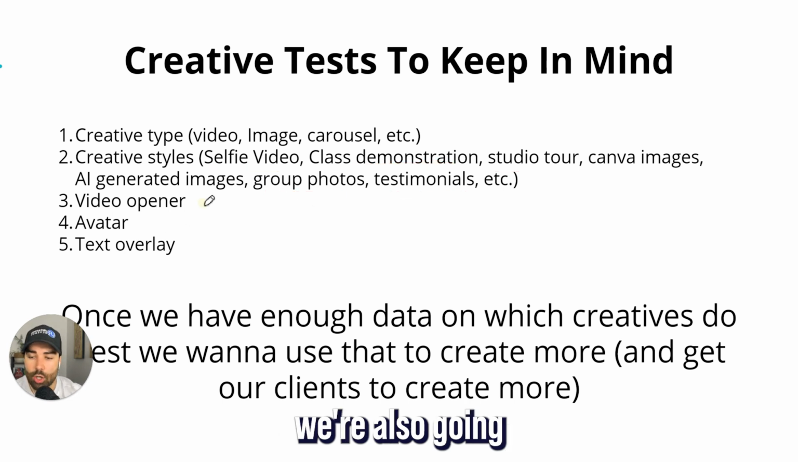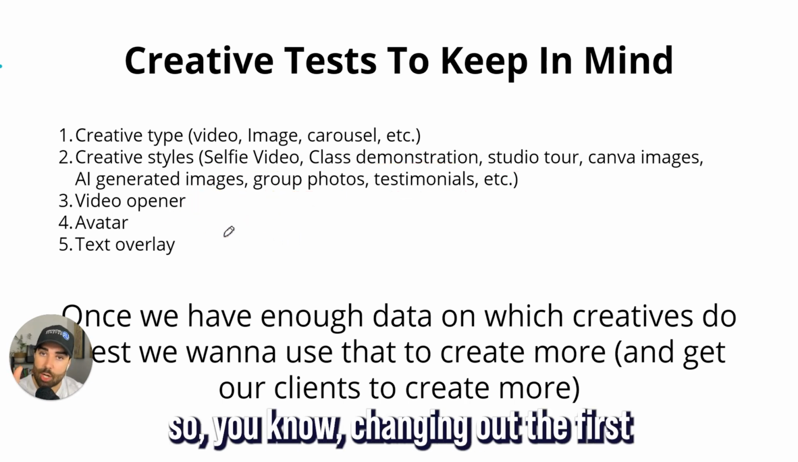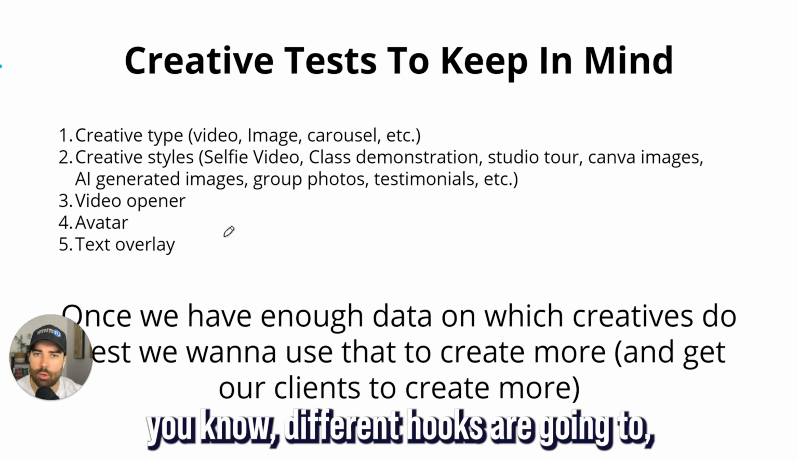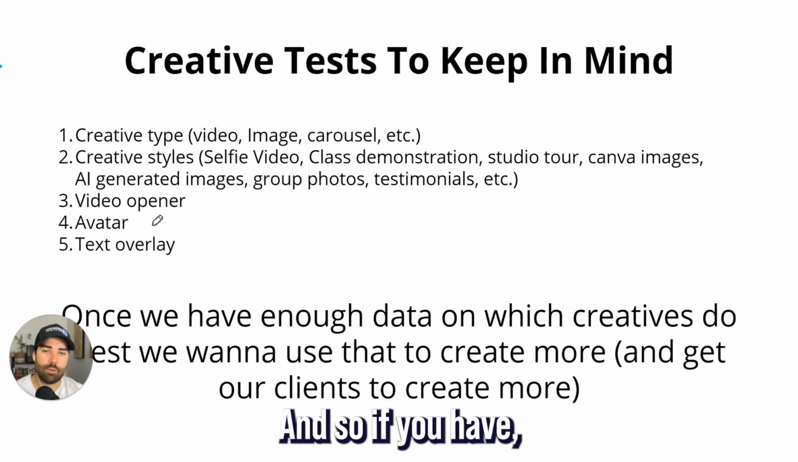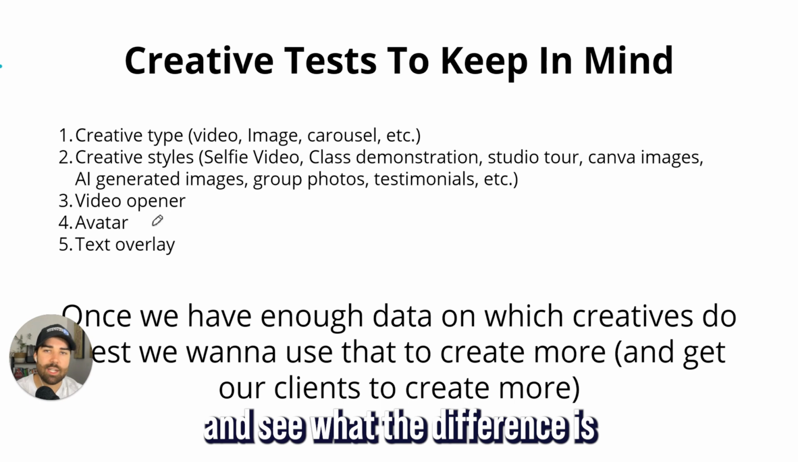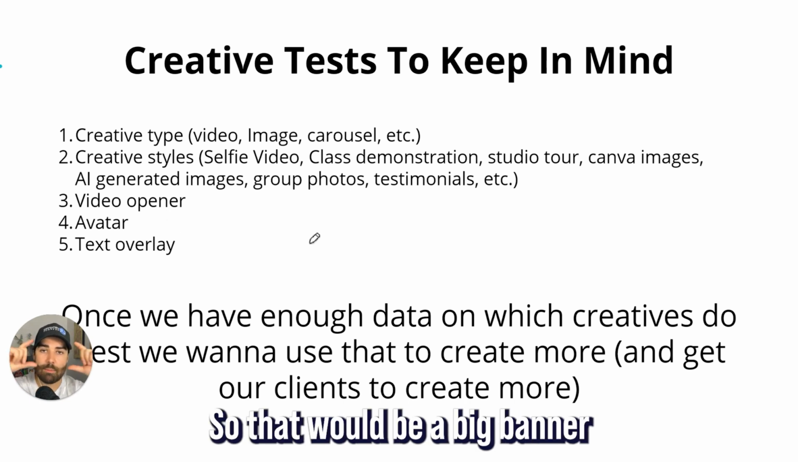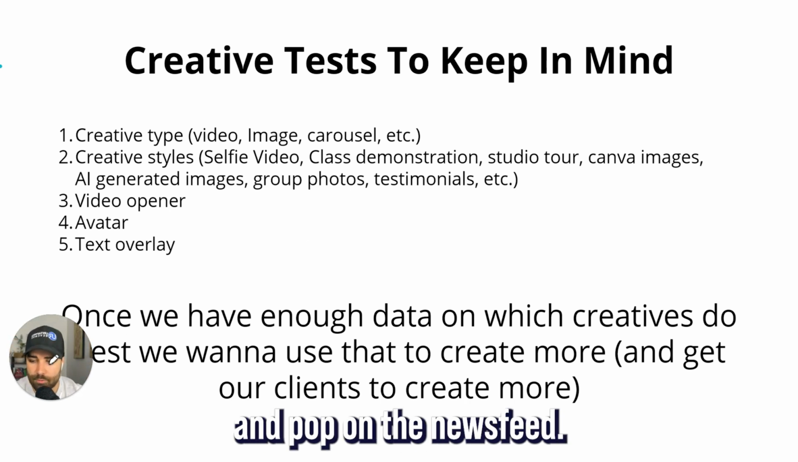We're also going to look at potentially using some video openers. So, changing out the first 5 seconds of the video ad to see if different hooks are going to respond differently. We also like to test avatars. If you have somebody doing a selfie and it's a man, you want to change that out for a woman and see what the difference is in terms of results. Text overlay: that would be a big banner at the top of the ad where you can put a headline hook that can really stand out and pop on the newsfeed.